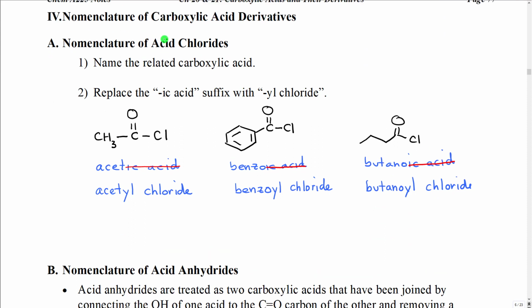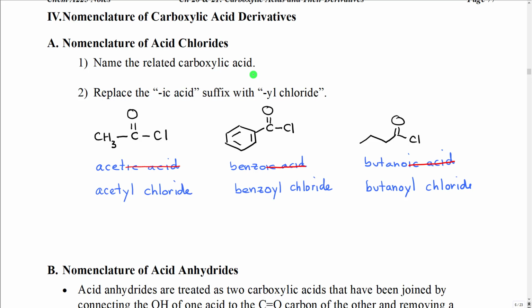We're going to start our discussion of derivatives with nomenclature. Again, not the most interesting thing, but a very important skill to have. So we're going to go through each derivative in turn and show how to name it. What we're going to see is that most of the names are going to start with the name of the carboxylic acid from which the derivative would be made. So in that case, we will name that related carboxylic acid, and of course you would have to go back to the carboxylic acid naming rules and follow those rules to name it.